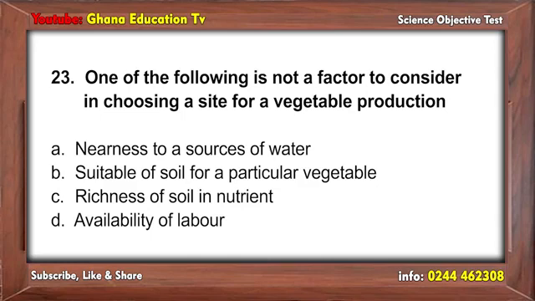Number 23. One of the following is not a factor to consider in choosing a site for vegetable production. A. Nearness to a source of water. B. Suitability of soil for a particular vegetable. C. Richness of soil in nutrients. And D. Availability of labor.